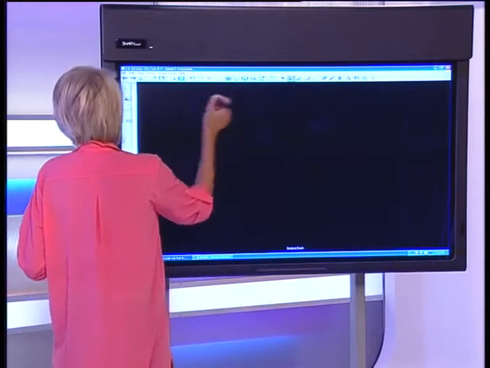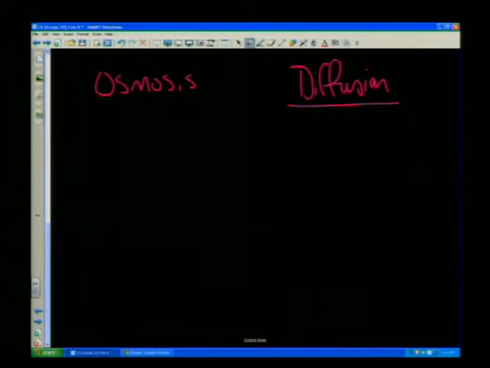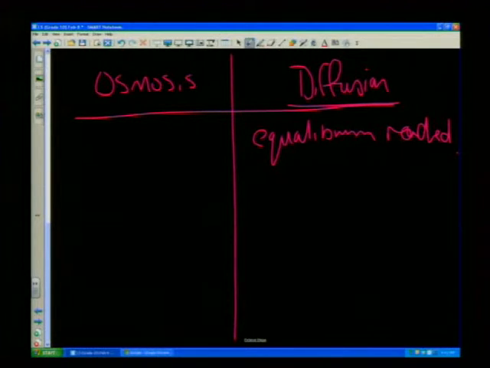Osmosis and diffusion. Okay. Well, let's go with pink. All right. So we have osmosis and diffusion. You need to understand the difference. Okay. Diffusion is what I'm going to do first. Diffusion is something very, very simple. With diffusion, it is just an equilibrium that is reached. So diffusion will continue until it gets to that equilibrium.